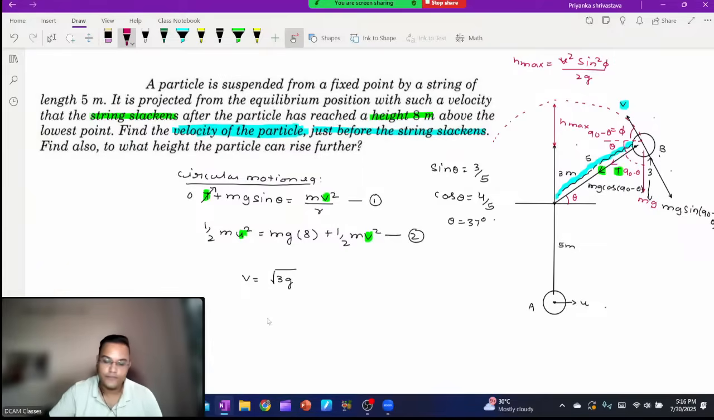24 by 25. Very good. H max is 0.96 meters.